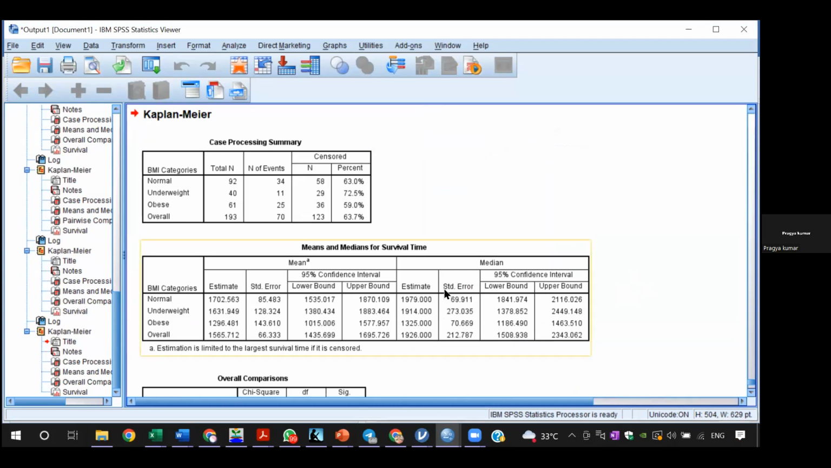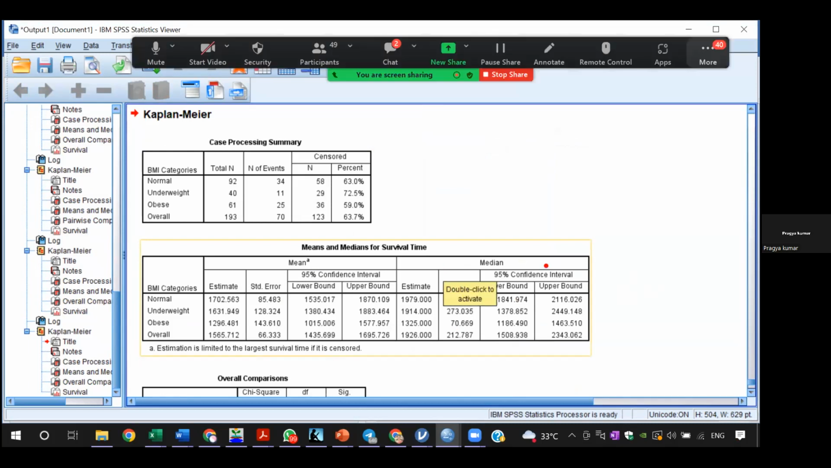Are you asking about this standard error? I think so. Yes, ma'am. Okay.